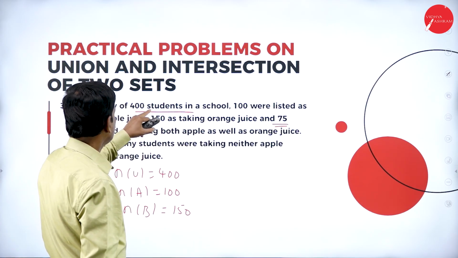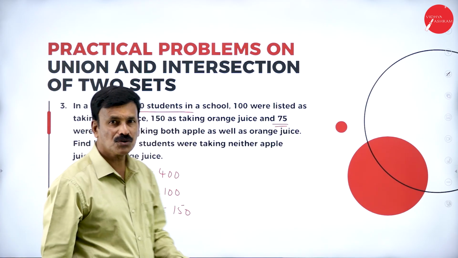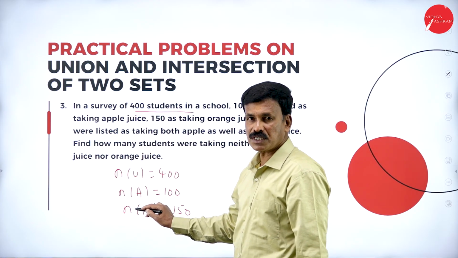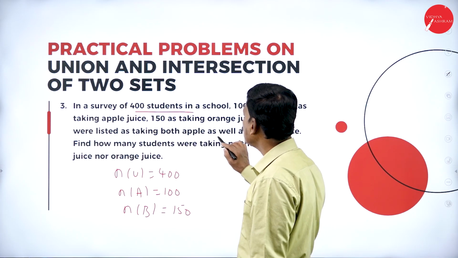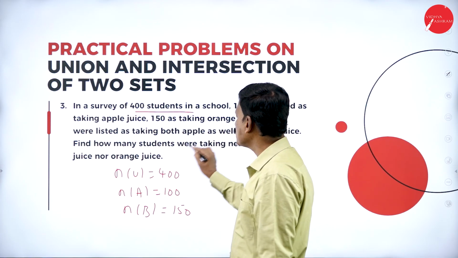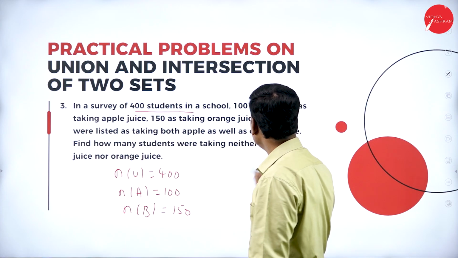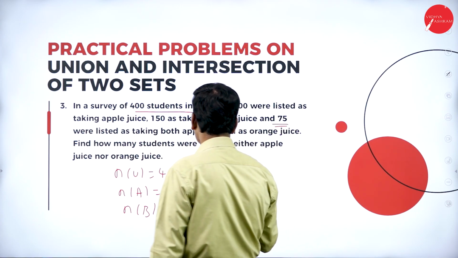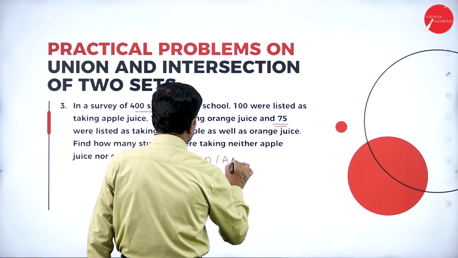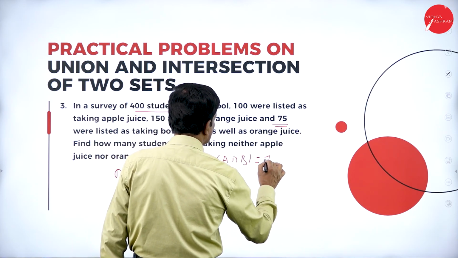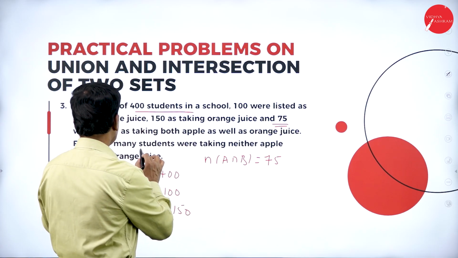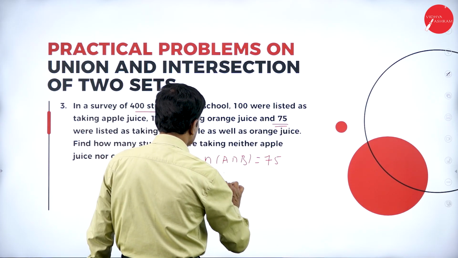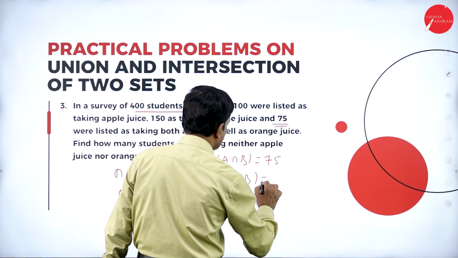So, in a survey, 400 students in a school, N of U is equal to 400. 100 were listed as taking apple juice. N of A is 100. 150 taking orange juice. That is N of B is equal to 150. And 75 are listed as taking both apple as well as orange juice. That is N of A intersection B is equal to 75. Then find how many students were taking neither apple nor orange. So N of A union B is to be determined.